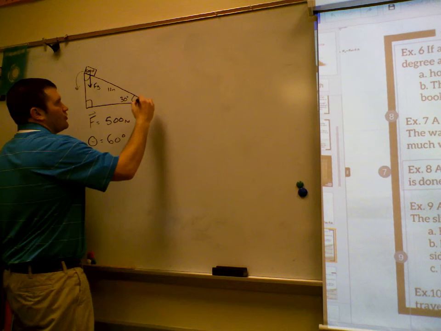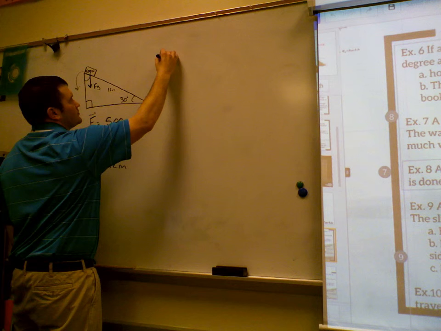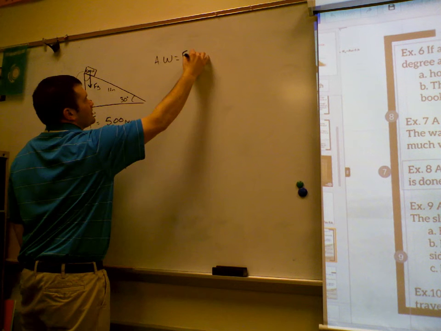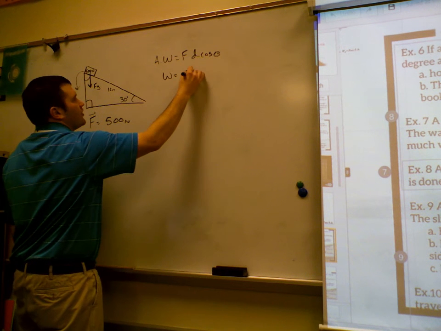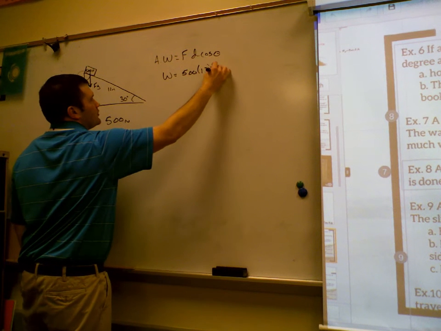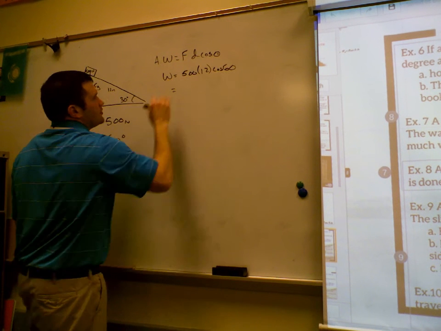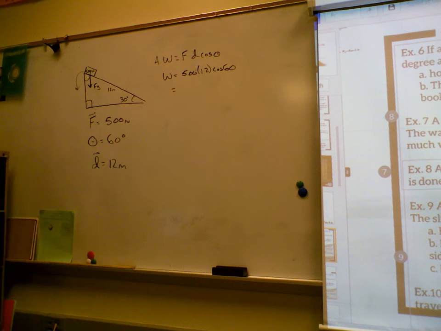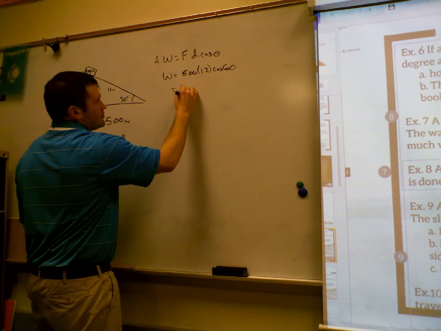So work equals force times displacement times the cosine theta. Work equals 500 times 12 times cosine 60. What does that equal? 3,000. Okay, that's what I said.